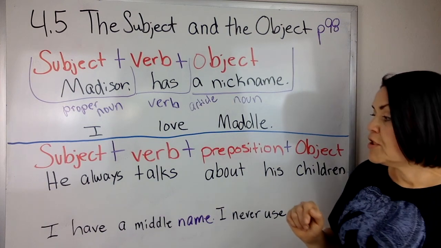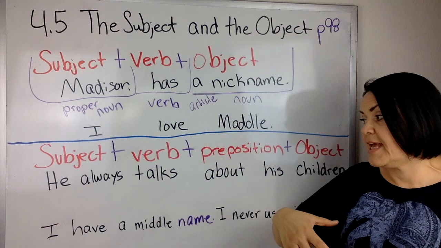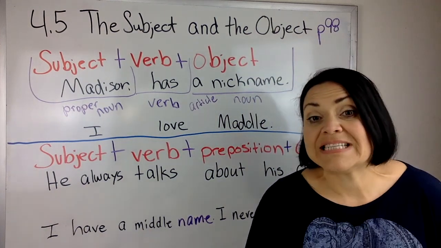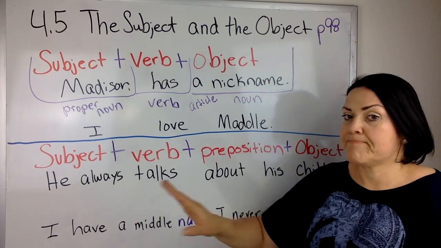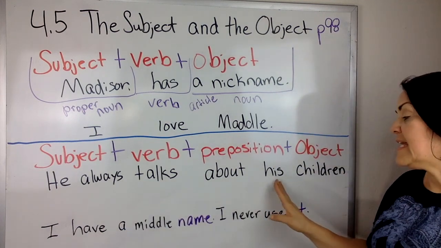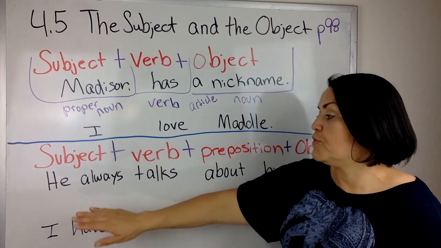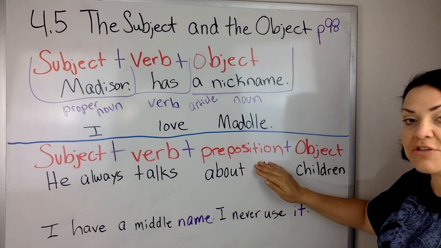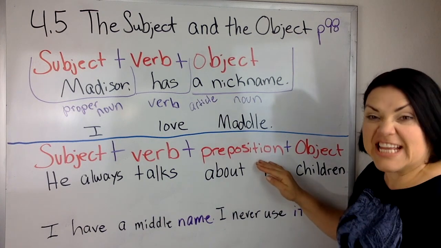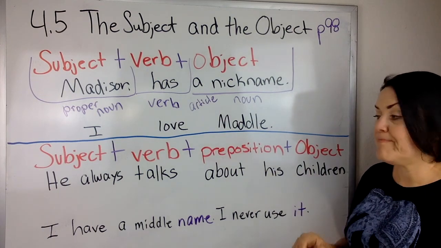Okay? So there are pieces that we can remove and then I'll put back in, but you can still make a sentence. Always means all the time. About, and then his children is who he is talking about. So you could say, he talks about children, but it could be any child or children. He talks about his children.